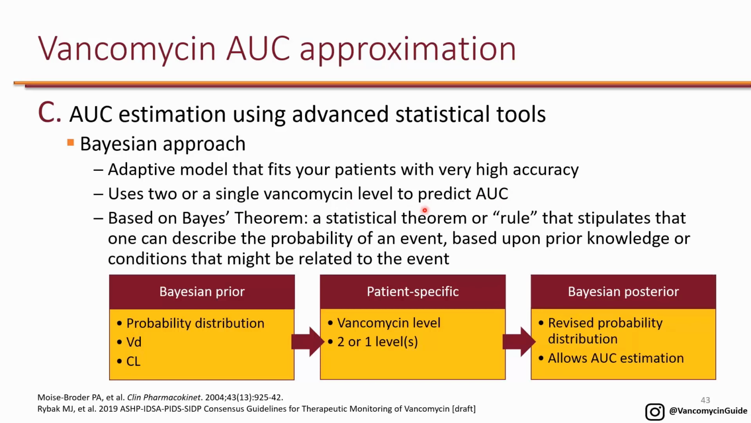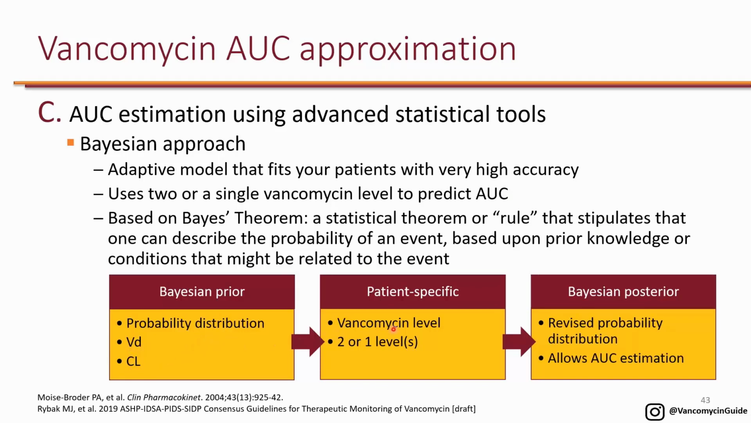Bayesian approach actually uses the Bayes theorem. It quantifies the sequential relationship between the estimated probability distribution of an individual patient's pharmacokinetic parameters, such as volume of distribution and clearance. And this is referred to as Bayesian prior. So the Bayesian prior basically uses population pharmacokinetics. So basically the things we did to calculate volume of distribution and clearance to estimate what the patient's volume of distribution and clearance would be empirically.